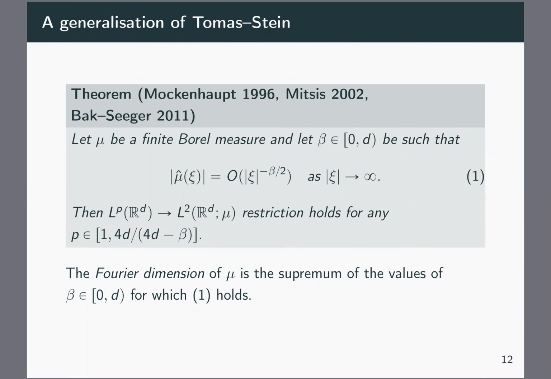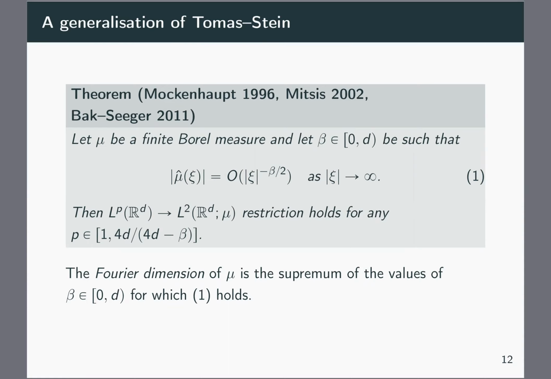The point I want to make is that Fourier restriction is not something that is unique to manifolds in any way. Around 2000, Mockenhaupt and Mitsis, both independently from each other, observed that the standard classical Stein-Tomas argument that proves restriction can also be used for a much more general class of measures than was originally thought. The key assumption of that argument is really that the measure that you're looking at has some Fourier decay.